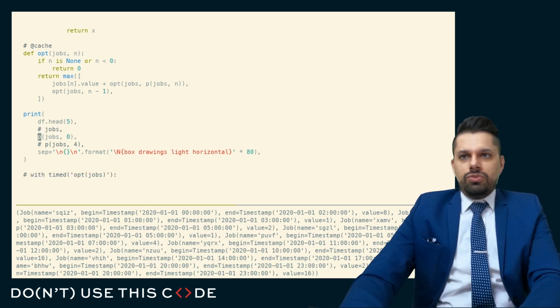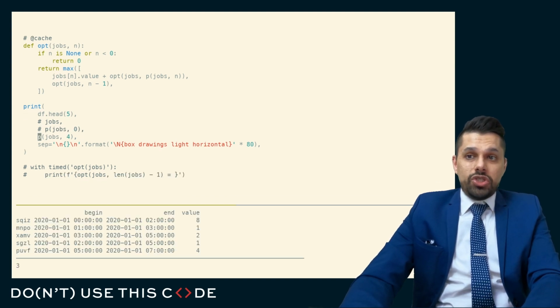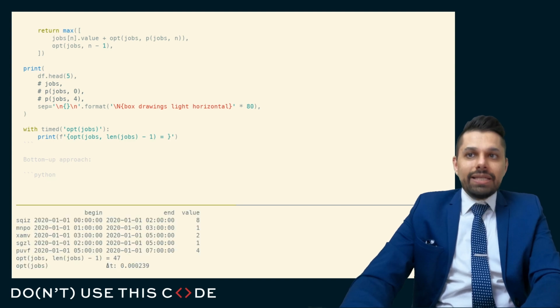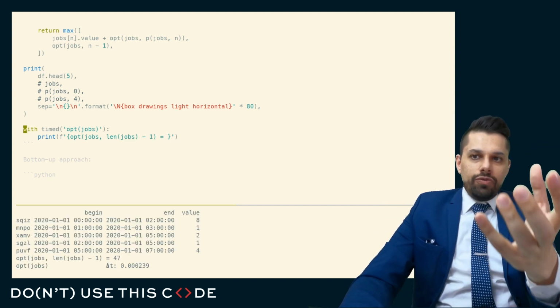Here, this tuple, I can ask for, what's the previous job for job 0? Well, there's no previous job for job 0. What's the previous job for job 4? Well, that would be job 3. And I can actually ask it, what is the optimal solution? You can see it says the optimal solution is a total value of 47.